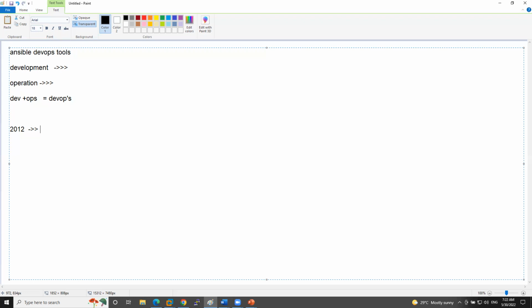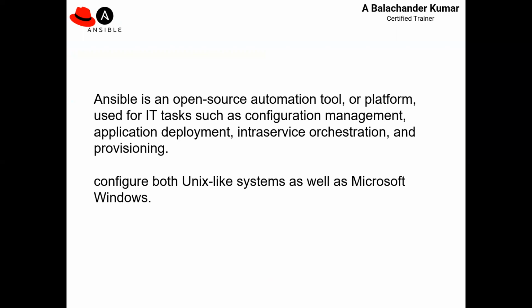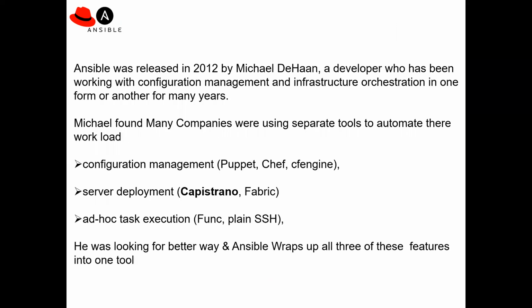So you might have a question: how is it going to communicate? We will be discussing it in detail. Okay, so let us get into the slide here. Ansible was released in 2012 by Michael DeHaan, a developer who had been working on configuration management and infrastructure automation for many years.